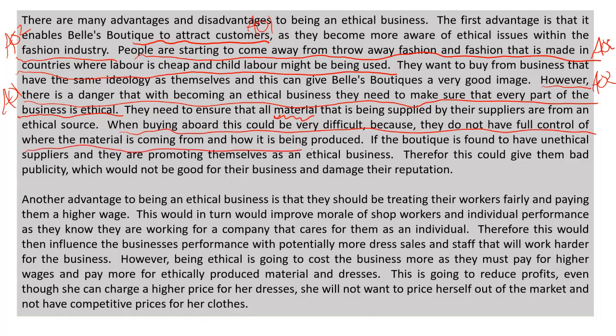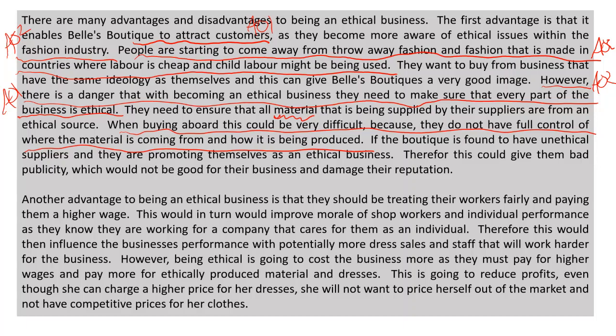So this is what you need to do with the big questions, is really think about what is this business and getting it all the way threaded throughout your answer. If the boutique is found to have unethical suppliers and they are promoting themselves as an ethical business, therefore this could give them bad publicity, which would not be good for the business and damage their reputation. Okay, so I probably say I could have written that a little bit better. I've missed an E off therefore, etc. So I think that last little bit probably would let me down and maybe make sure that was in the second band.